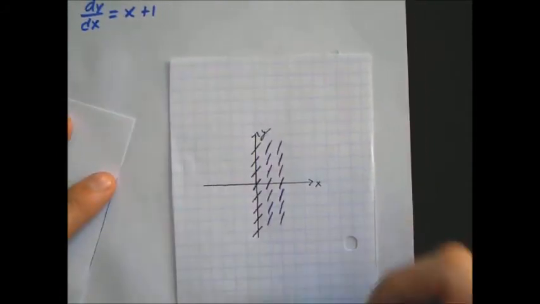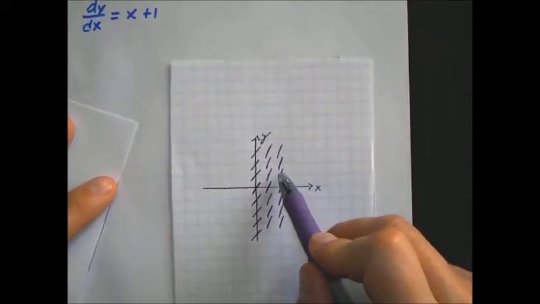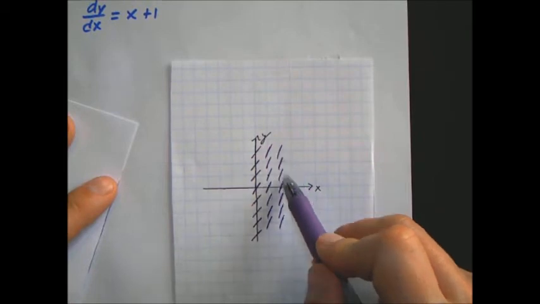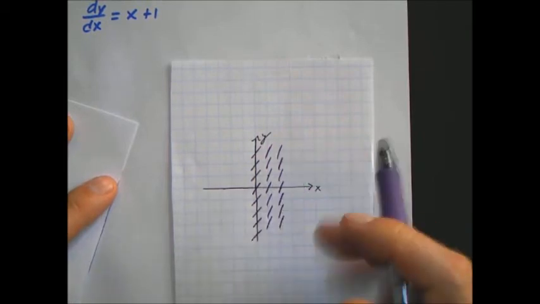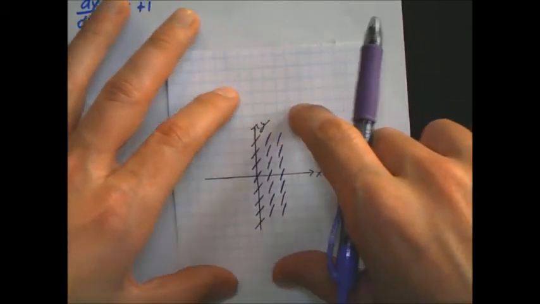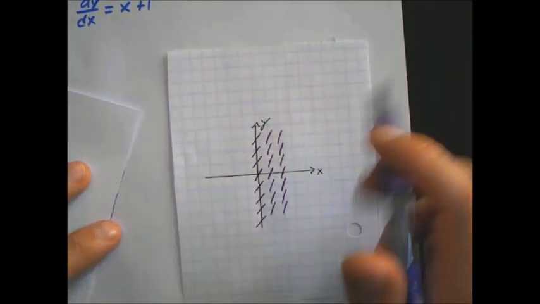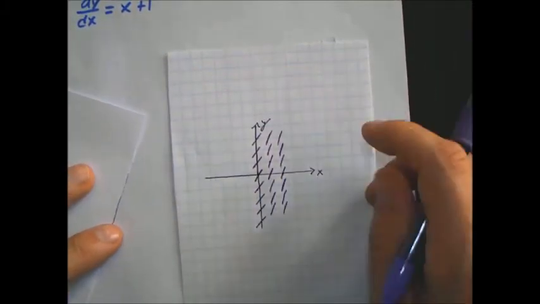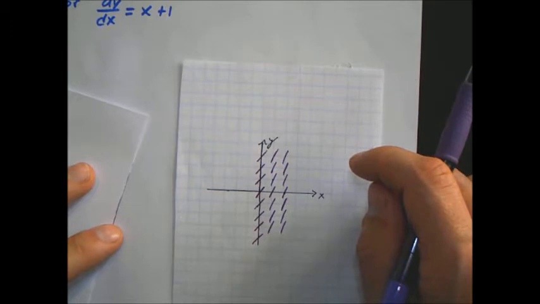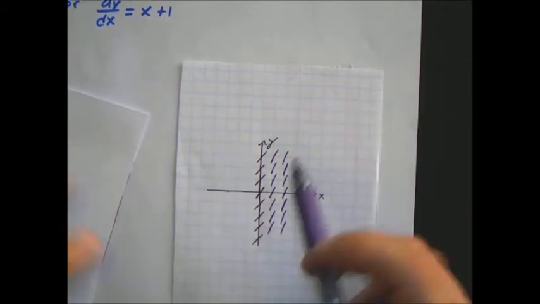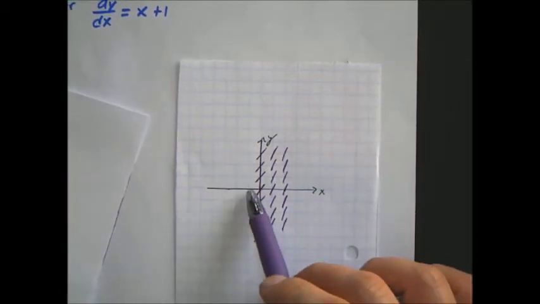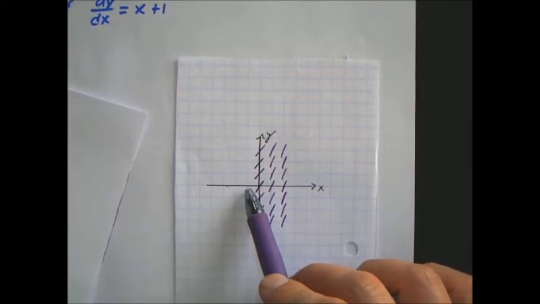It's a little difficult to tell the difference between the slope of 2 and the slope of 3, but as you draw the whole thing, you'll see the overall shape of the solution curve, or the slope field. All right, so let's go over here to the left side now. Let's go to the negative values.